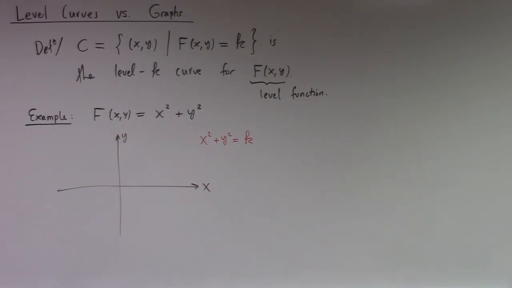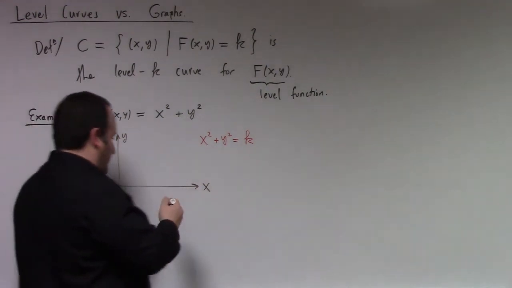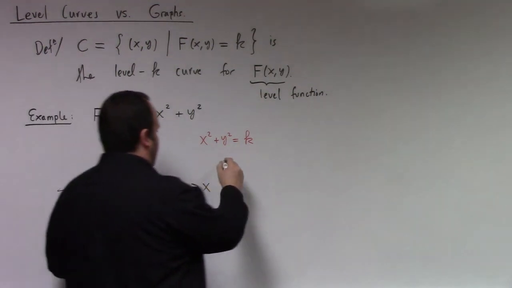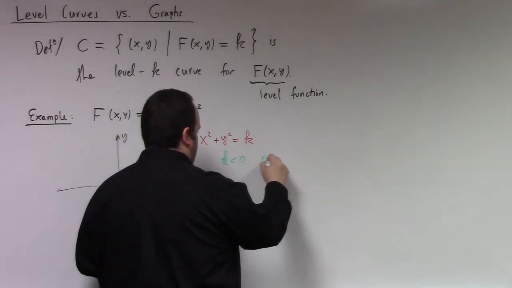Anyway, so x squared plus y squared equals k. We're looking for the solution set to this equation, right? The solution set to that equation is the level curve. So if you start thinking about different cases here, if k is less than 0, what's the solution set? All right, so k less than 0, no solutions, right?